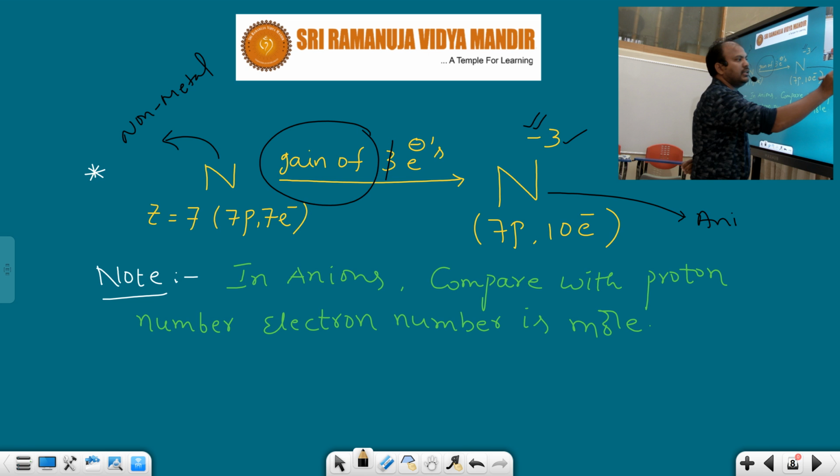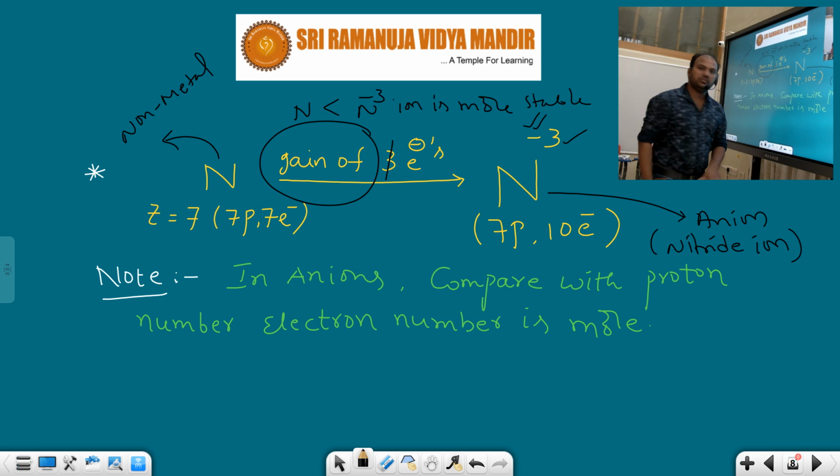The anion name is nitride ion. Compared with the nitrogen atom, which is more stable? The N minus 3 ion, the nitride ion, is more stable, because the nitrogen gains 3 electrons to attain stability. Did you understand? Here note, you should observe that.